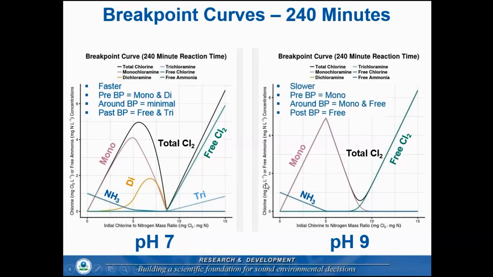At pH 9, it's a lot slower. Before the breakpoint, it's pretty much only monochloramine. Around it, you see a little mono and free, and then post it, it's pretty much free only.